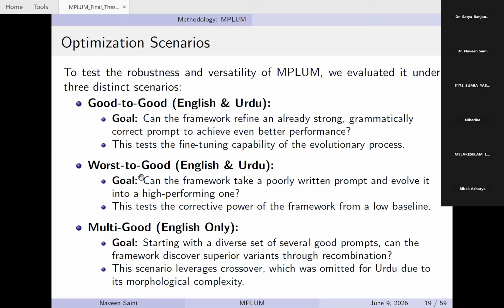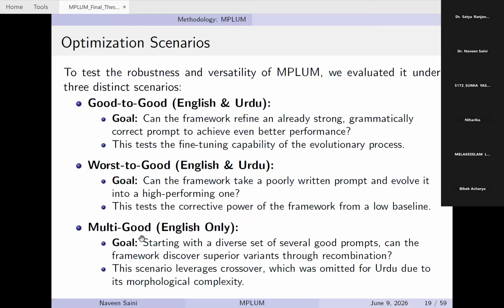Worst to good. In worst to good, our goal is: can the framework take a poorly written prompt and evolve it into a high-performance one? Poorly written prompt, okay. This test will check the corrective power of the framework from a low baseline.